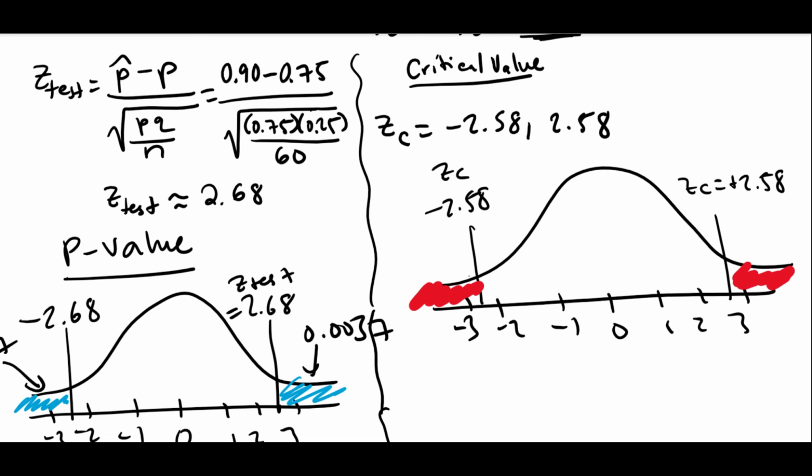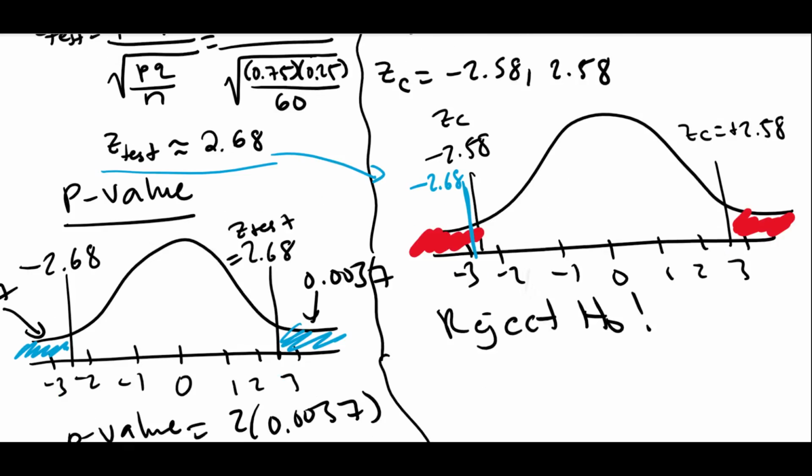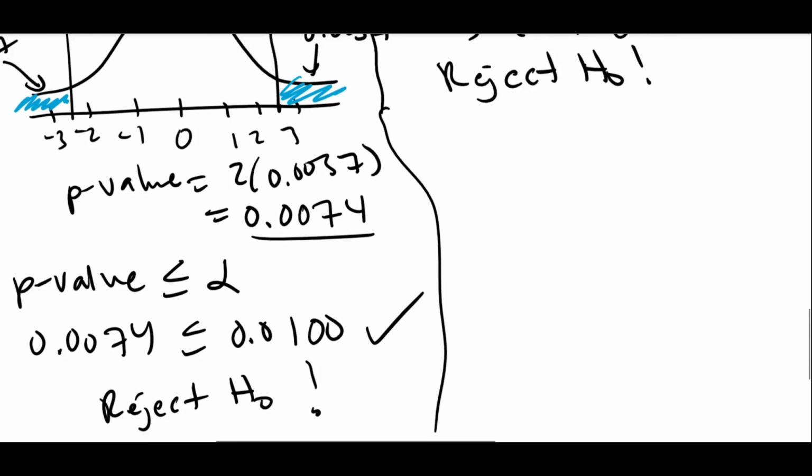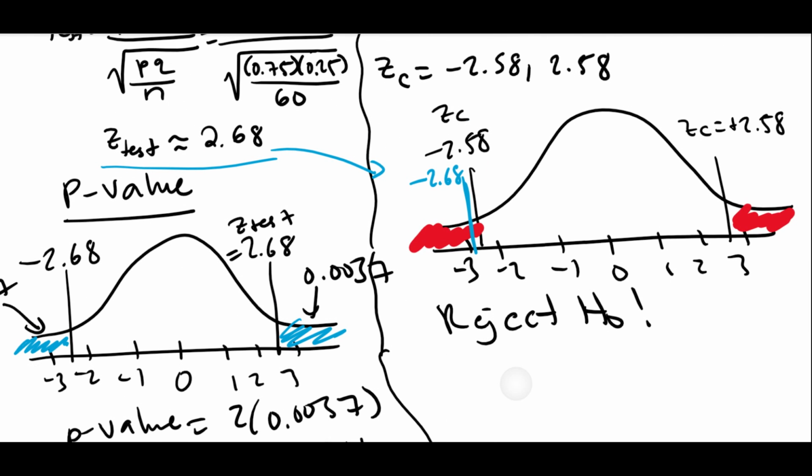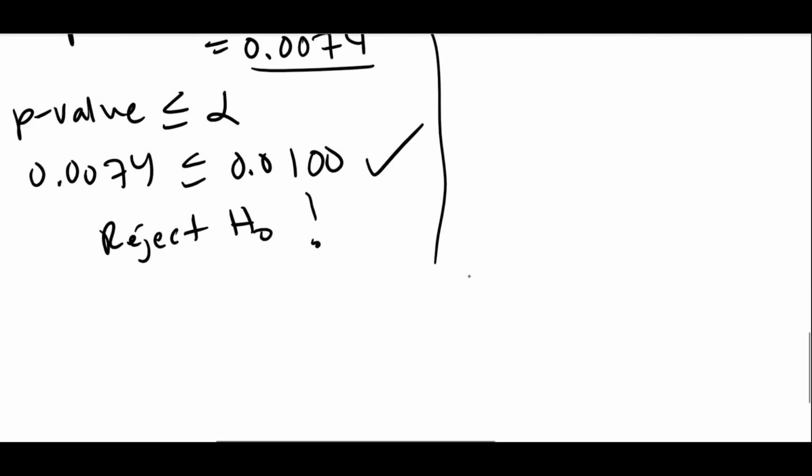All right, and then we're going to label our z-test, which we calculated over here, which was negative 2.68, which is somewhere around here. Okay, that's from right there. All right, clearly we are in our rejection region. We're just barely inside it, which means that we are going to reject the null hypothesis. So whichever method you use, you're still going to get the same conclusion and same decision.